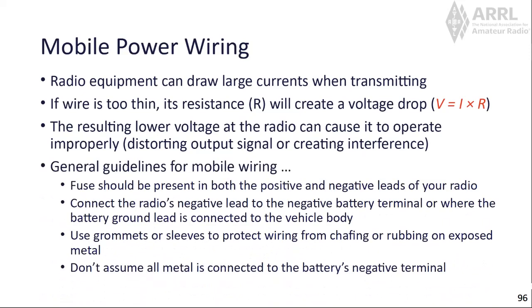General guidelines for mobile wiring. And these are important to remember. The fuse should be present in both the positive and negative leads of your radio. And I think your book talks about the why. Connect the radio's negative lead to the negative battery terminal or where the battery ground lead is connected to the vehicle body. Be careful when you do that.